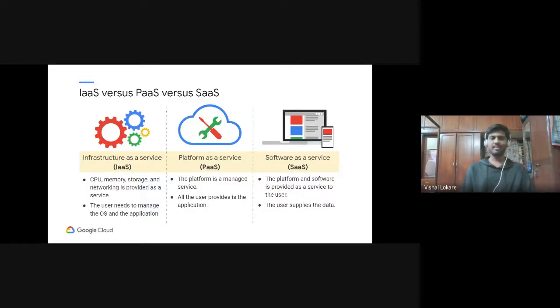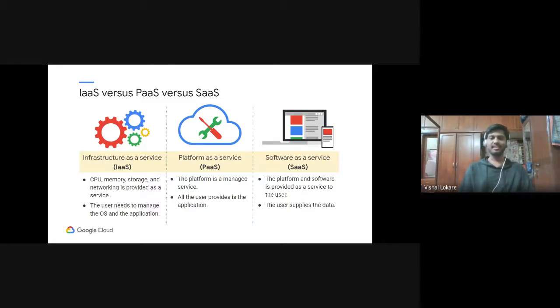And then there is platform as a service where you get everything of infrastructure, plus you get some more managed sort of service where Google Cloud will manage some services on your behalf. Okay, and software is where the party is giving you a software.